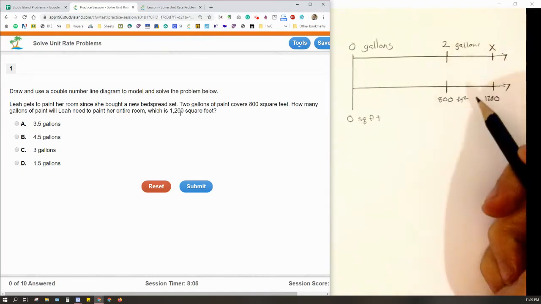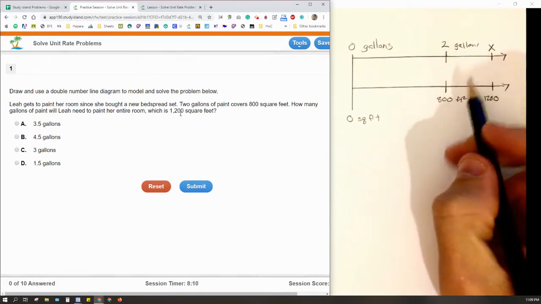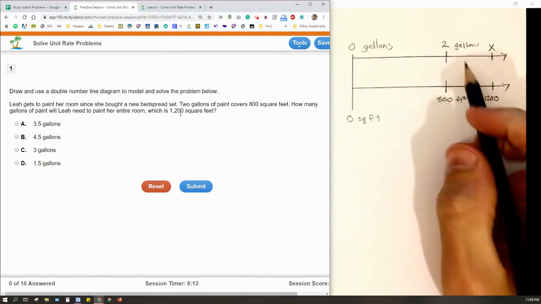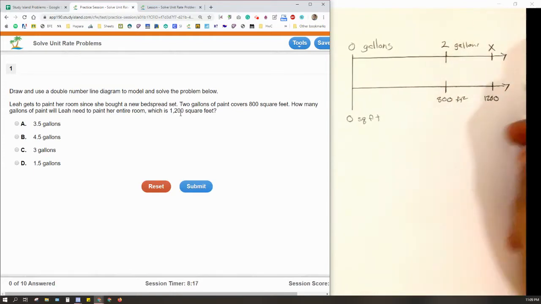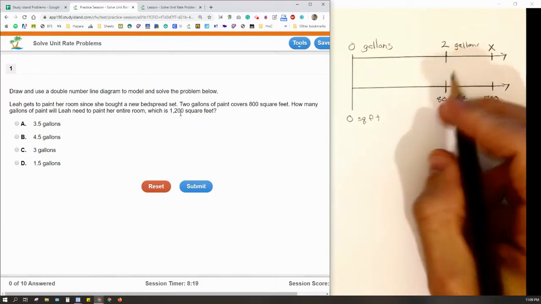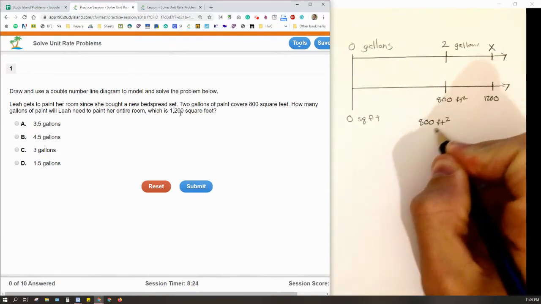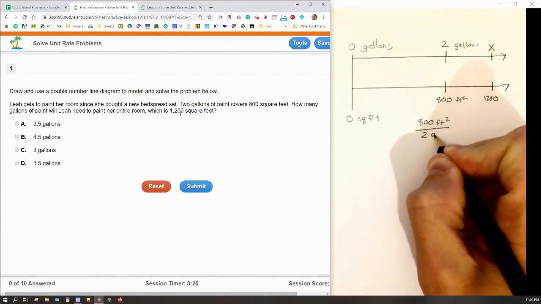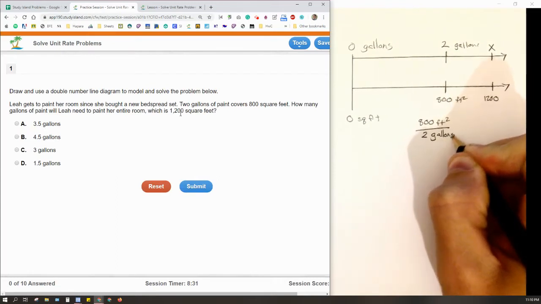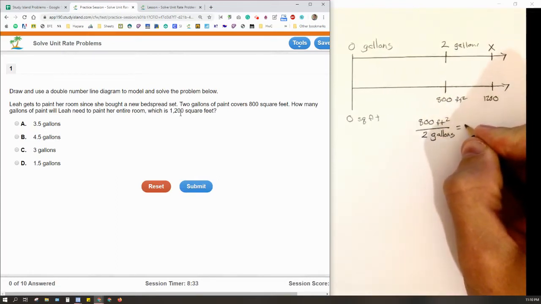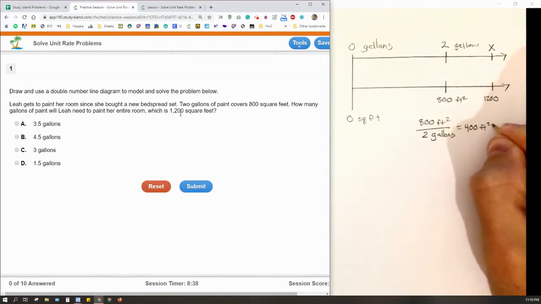So now what do we do for this problem? Well, we're going to find a unit rate. Square feet per gallon. How many square feet do you get with 1 gallon? So if you have 800 square feet paired up with 2 gallons, to solve the square feet per gallon, you simply take 800 square feet and divide by 2 gallons. If you want square feet per gallon, you divide square feet by gallons. And so that's what we do here. 800 divided by 2 is 400. So we get 400 square feet per gallon.